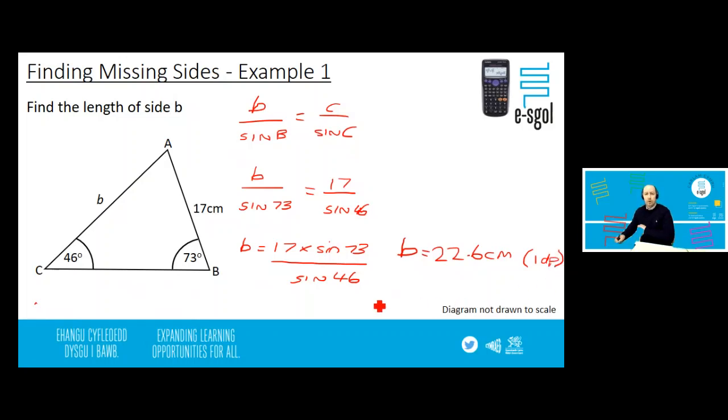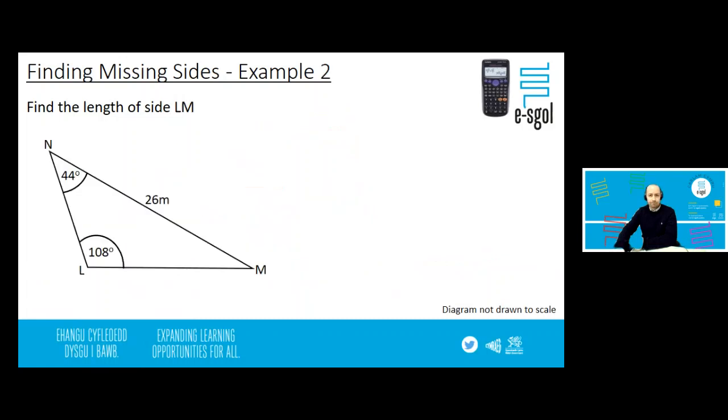Just really quickly before we move on, does that make sense? If that side is 17, could that side there be 22? Yes, of course it could. The numbers kind of make sense with the question, and always have a quick check of that to make sure that the answer that you've got is a reasonable answer.